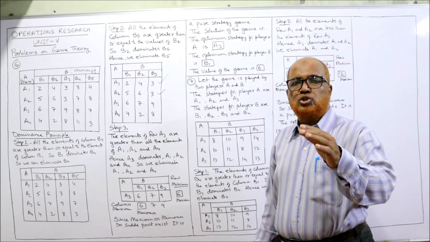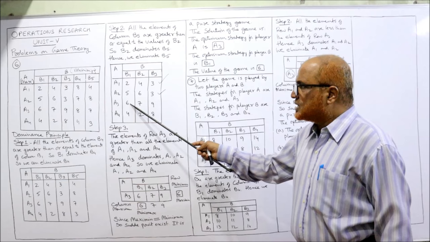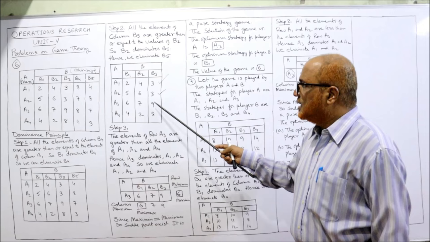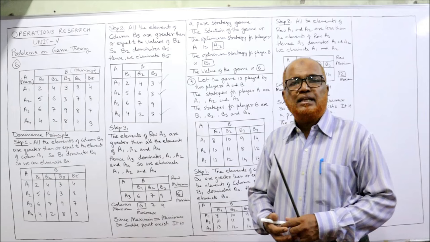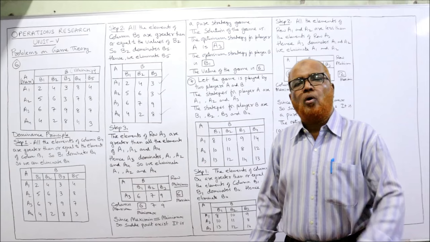Similarly, A4. 6, 4: 4 is less. 7, 2: 2 is less. 9, 8: 8 is less. That means all the elements of A4 are less than A3. So A3 is dominating A1, A2 and A4. All three rows are eliminated. Now only one row will be left.